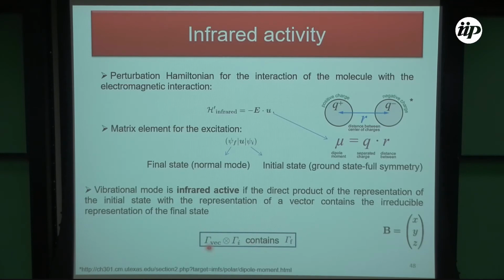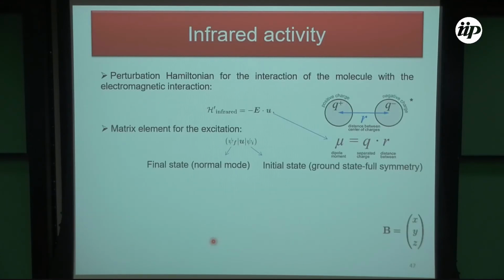Then, what happens is, if you take this representation and do the product with the initial state, it must contain the final state. This is algebra. You have the initial state, and then you do some symmetry operation with the dipole interaction, and then you go to the final state. It means that if you do the vector product, the final state must be contained inside of that product. This is a very simple rule. The initial state is fully symmetric, and then we just have the vector. And this is how the infrared activity will be related to modes that transform like vectors.